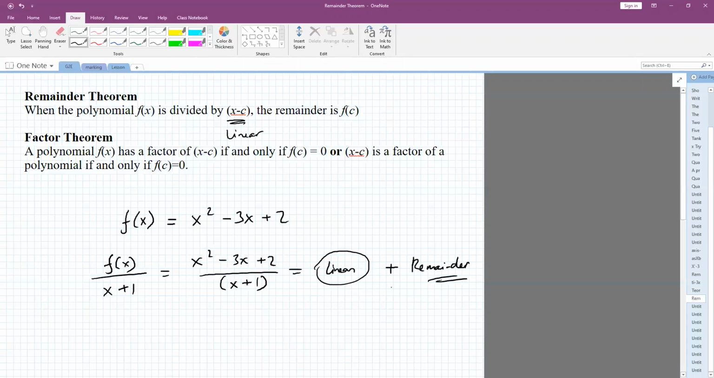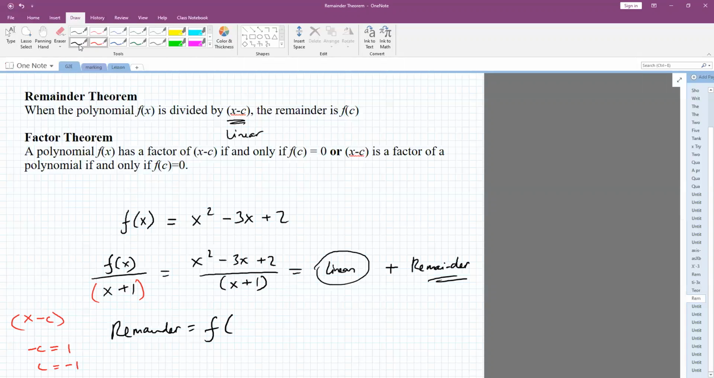Now, when we just want to get the value of the remainder, we can just plug in the value of f(c). So in this case, you need to be careful when you divide by x plus 1. This is your x minus c, yes? So your minus c here equals 1. Therefore, the value of c here is minus 1.